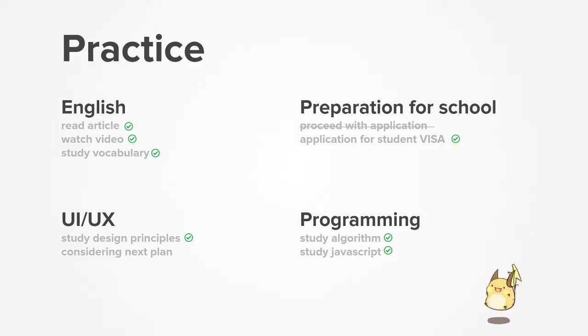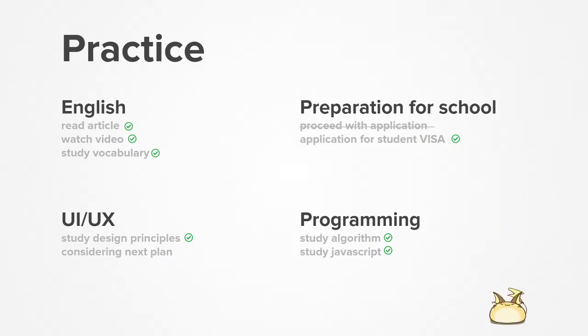About English, I read an article and watched a video related to English and studied business terms. About preparation for school, I've mostly completed the application for the school, but what I still have to do is the next stage, the application for the student visa. Now I'm filling in the form and trying to register with the CIC, those things. But there are a lot of questions that I have, so I'm asking my agency about what I don't know.